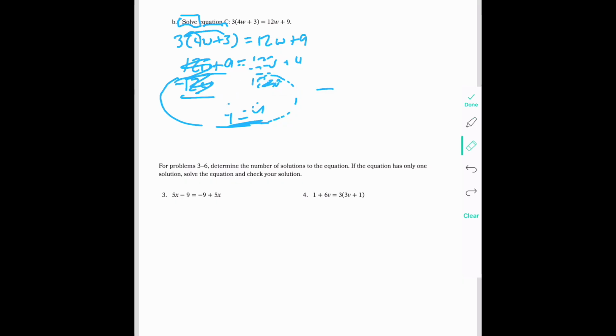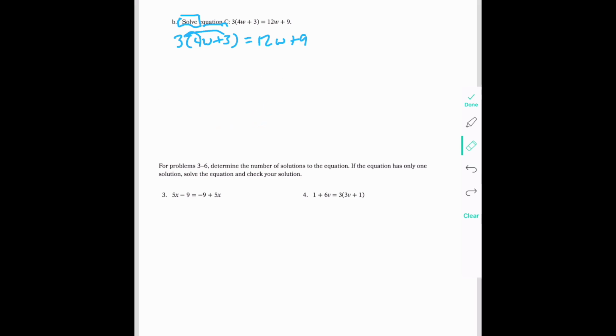So I'm going to erase this for a second. I'm going to go back to step 1. So I did step 1. I distribute. I get 12w plus 9 equals 12w plus 9. So, like I said before, I don't have to do step 2 because I don't have like terms. I'm at special step 3.